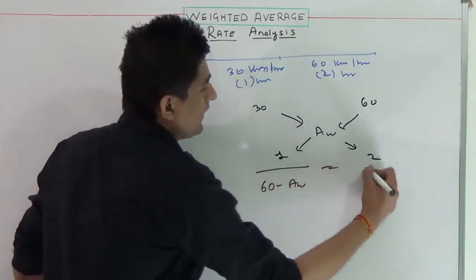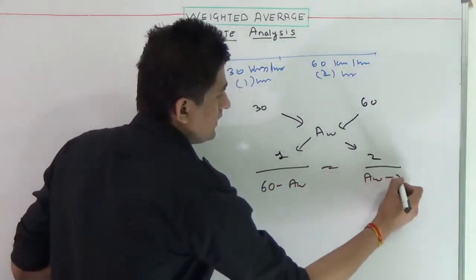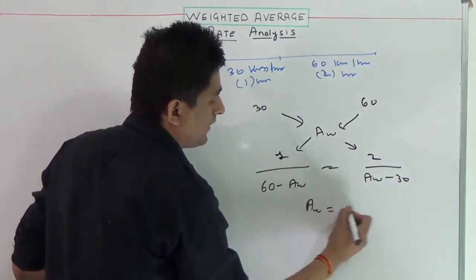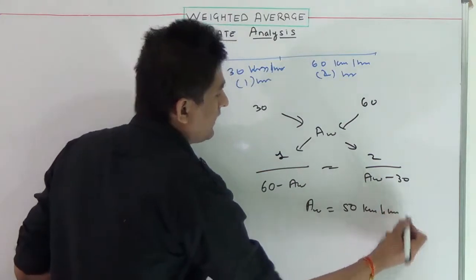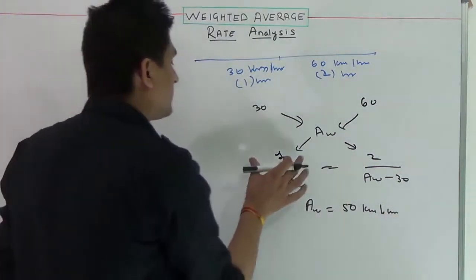Now I'll solve it by the cross method, that is by alligation, and I'll write the values like this, and I'll equate this, and I'll find the value of AW. In this question AW will come out to be 50 km per hour. Okay, I think this is clear.